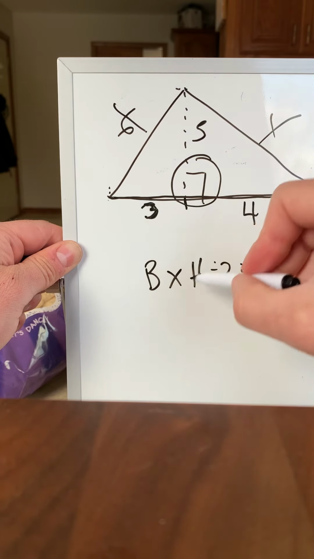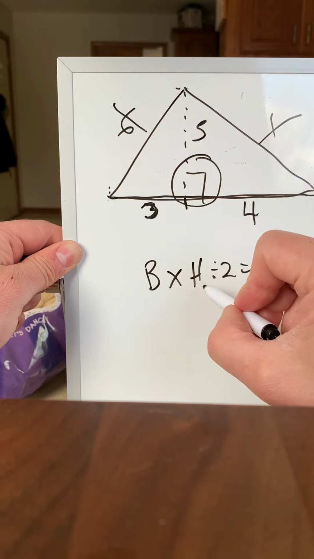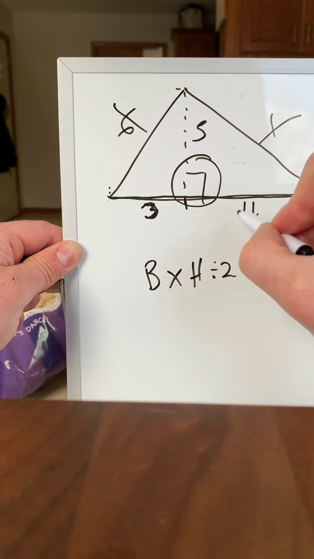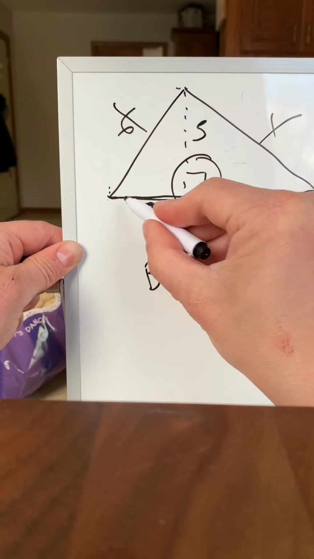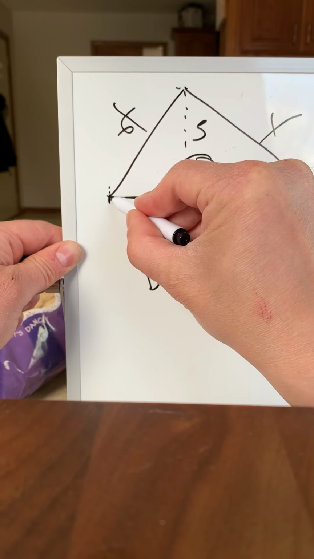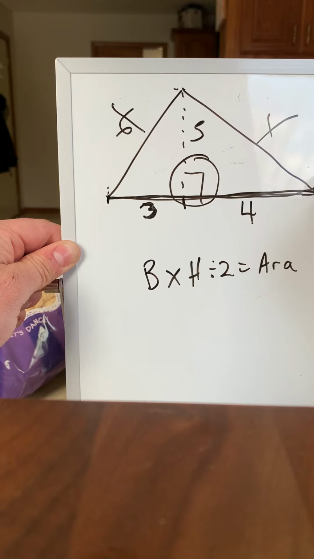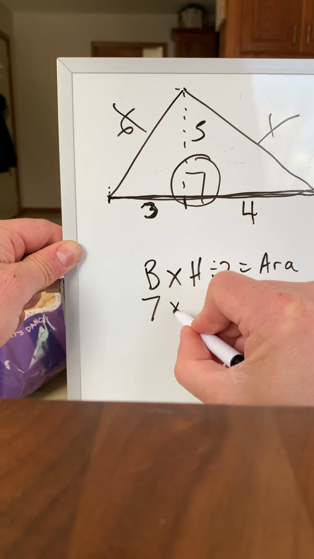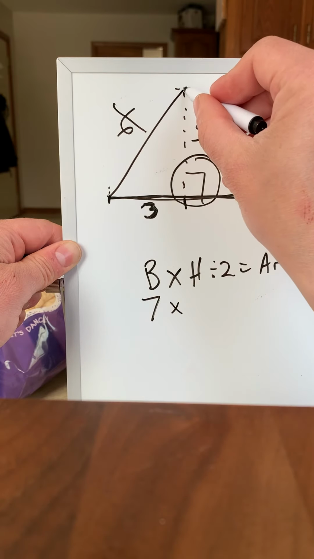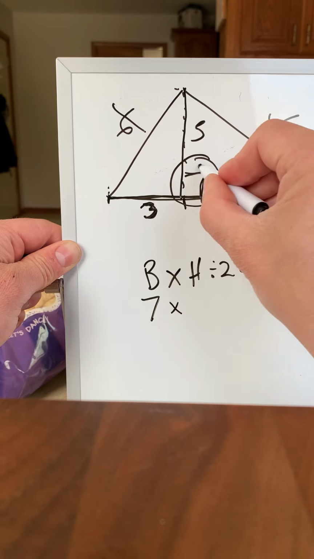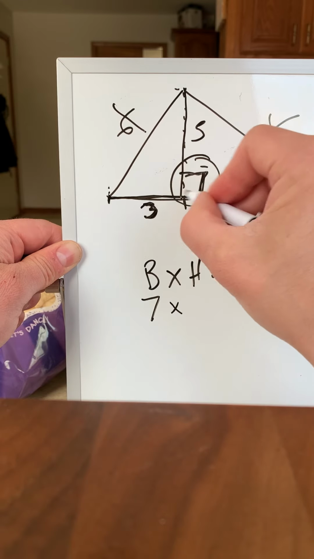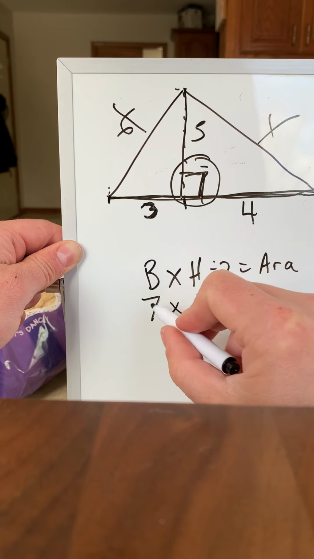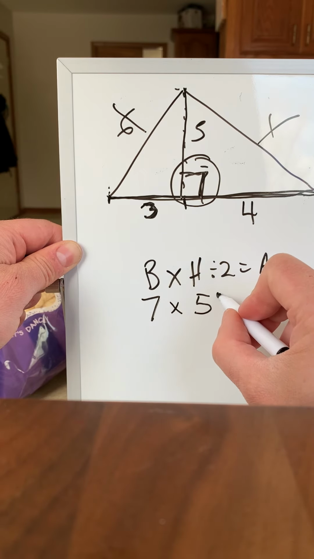Now, it's base times height. So what is the full base? What is the distance from here all the way to here? It's 7. 3 plus 4. That's the base. Now times the height from here all the way down to here where that square is. We're always looking for that little square that means 90-degree angle. That's 5. 7 times 5 is 35.